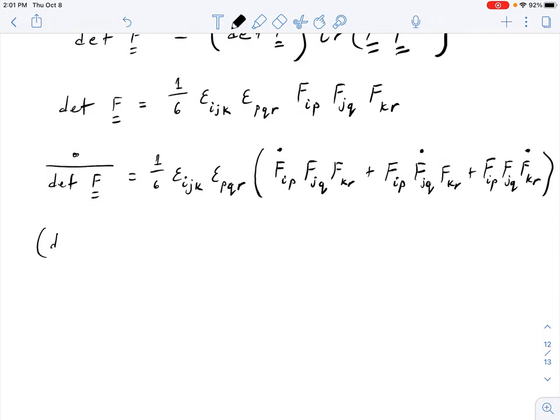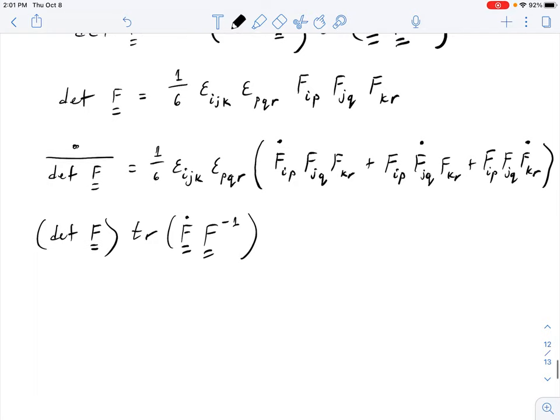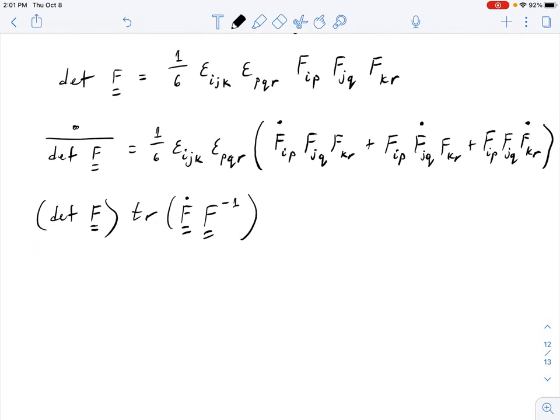All right, so the determinant of F times the trace of F dot F inverse is equal to, we'll leave the determinant of F out front for now. And then have our trace of, we're going to substitute in something that I'll write out a little bit, but there's an expression for the inverse in terms of the determinant and some epsilons.